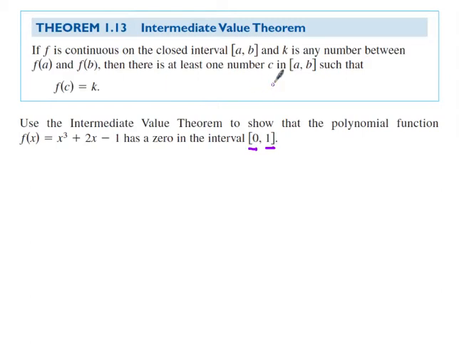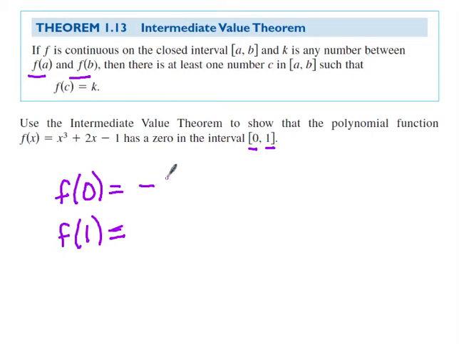So in my problem, what am I going to use? I need my y values. So I'm going to find f of 0 and f of 1. What is f of 0 going to be? Negative 1. What is f of 1? 2. So what this states is, show that the polynomial function has a 0. Well, let's look at these values. There's got to be a 0 between them if it's continuous. There's no way that you can miss 0. You can't avoid crossing the line.